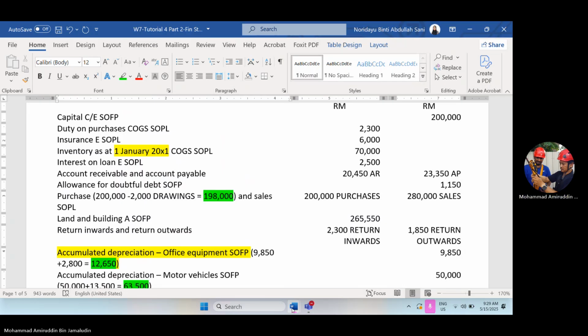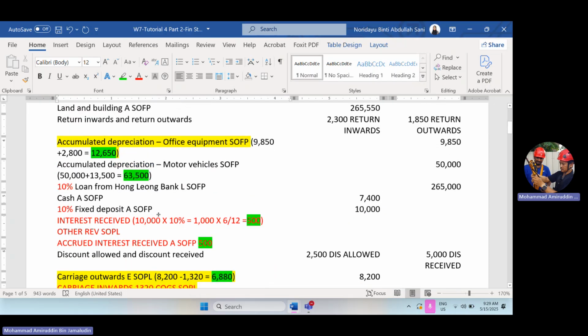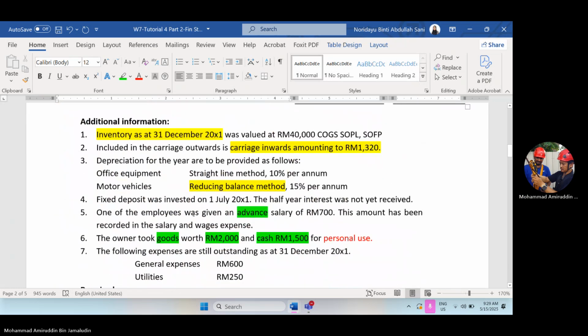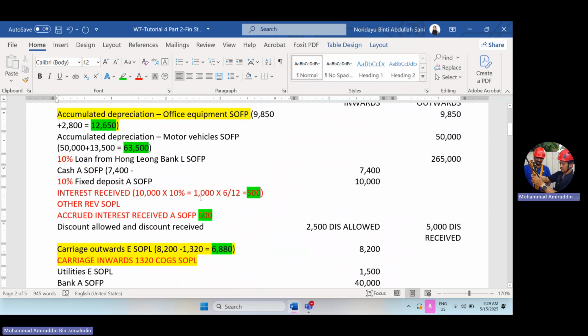Okay, next. We have cash. So cash original amount is 7,400. And then owner took cash amounting 1,500. 1,500. Okay, this is the drawings. So now how much is your cash? 5,900. Okay, so your cash after the adjustment 5,900 goes to SOFP, not 7,400.